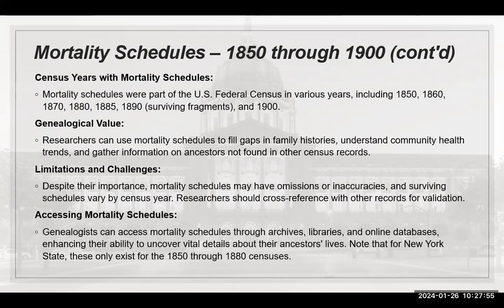Researchers can use mortality schedules to fill gaps in family histories, understand community health trends, and gather information on ancestors not found in other census records. Despite their importance, mortality schedules may have omissions or inaccuracies, and surviving schedules vary by census year. Researchers should cross-reference with other records for validation. Genealogists can access mortality schedules through archives, libraries, and online databases, enhancing their ability to uncover vital details about their ancestors' lives. Note that for New York State, these only exist for the 1850 through 1880 censuses.